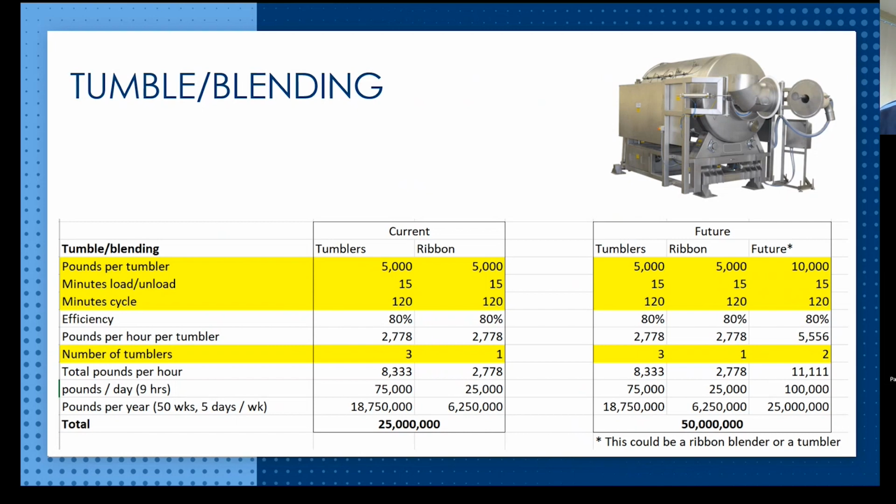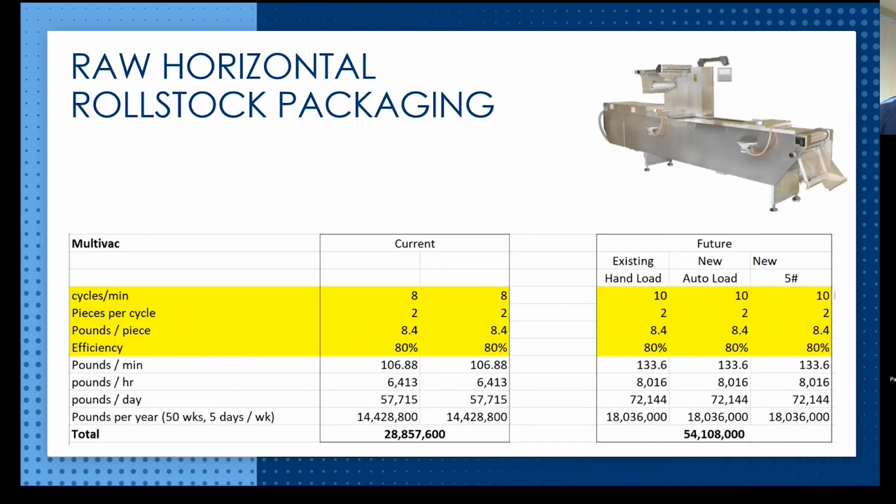Then we look at the pounds per tumbler, number of tumblers, and extrapolate that through the previous established parameters to determine the annual capacity. Then we can look at multiples or larger pieces of equipment to ultimately reach our overall throughput requirement. This particular product came out of the tumbler, and it goes into a horizontal roll stock packaging machine for cook in a bag application. So this particular one was a multi-vac.